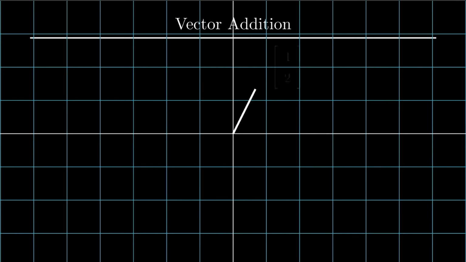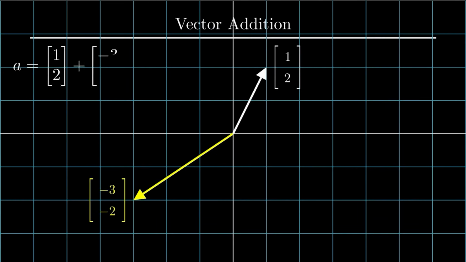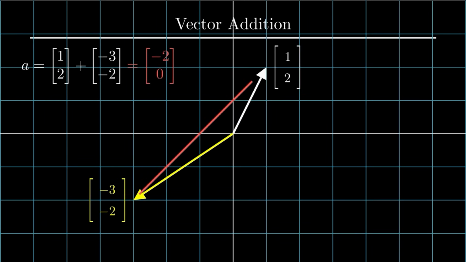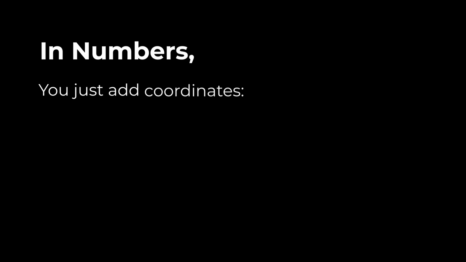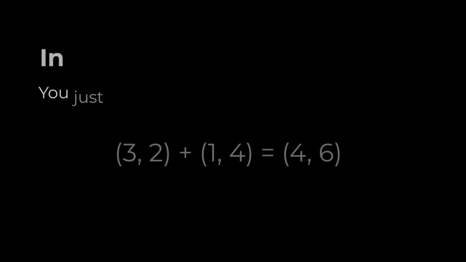What can we actually do with vectors? Two main things. Add vectors. You put the tail of one arrow at the head of another. The result is a new arrow from the start of the first to the end of the second. In numbers, you just add coordinates. (3, 2) plus (1, 4) equals (4, 6).